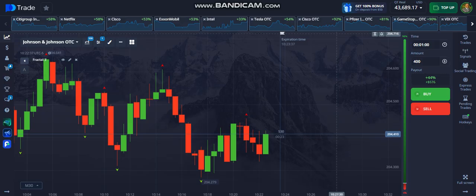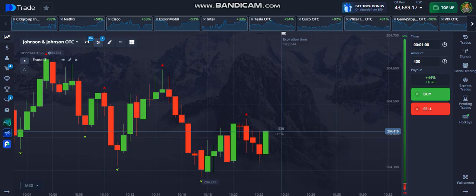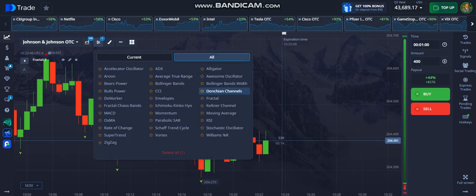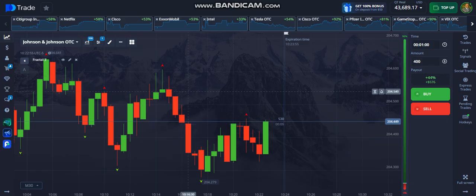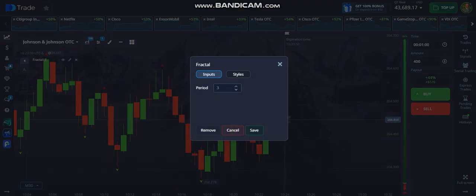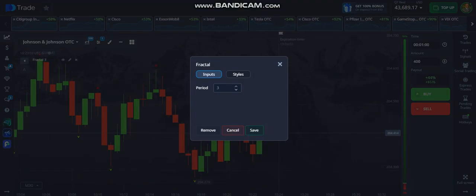So I have one indicator that I've set up here and it's the fractal. You would go in here, your indicator area here and select fractal right here. You click on the fractal one time and this will pop up. So in your fractal settings, I set my period to 3. In addition to that, I set the up color to red, the down color to green.